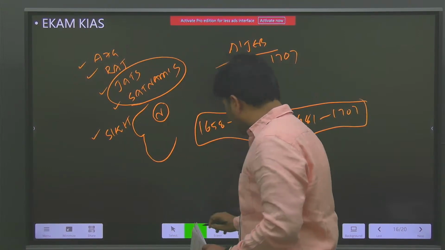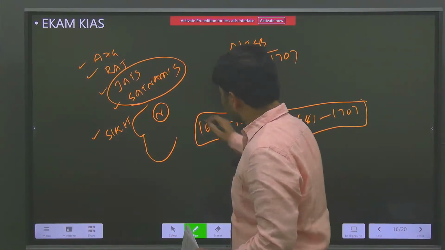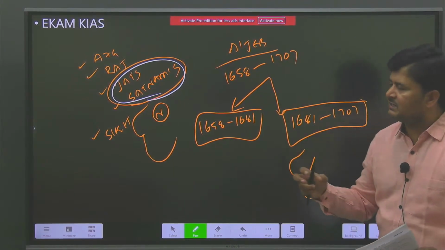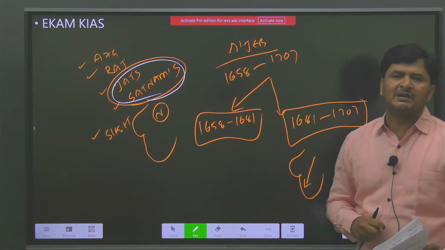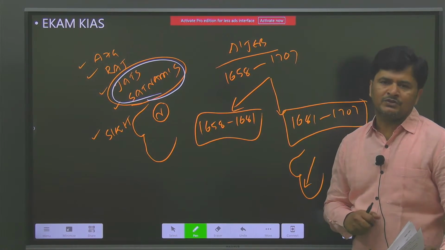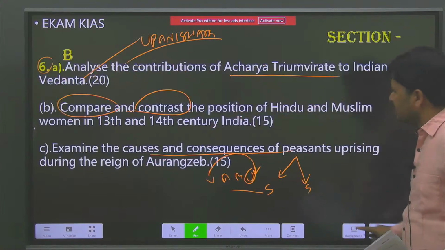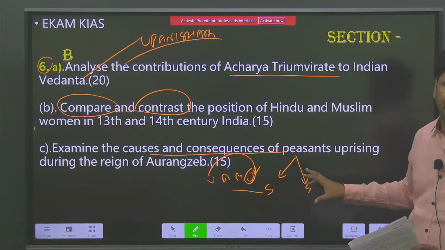Now you need not write all revolts. You shall confine yourself to Jats and Satnamis because they are the ferocious peasant communities of North India. So why did they organize revolts and what were the consequences? The question is very simple. Direct question, let me tell you.